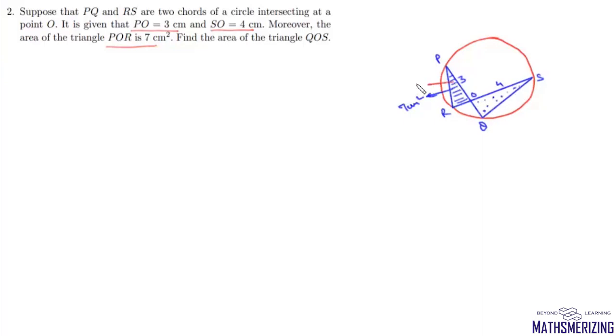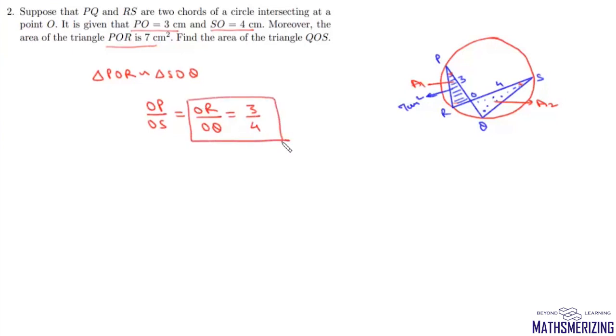So let this be A1 and let this be A2. Now we can say that triangle POR is similar to triangle SOQ, since angles in the same segment are the same. So angle P is the same as angle S, and angle R is the same as angle Q. So these two triangles are similar, and in that case we can write OP/OS must be equal to OR/OQ. Now OP is given as 3 and OS is given as 4, so from here we can say OR/OQ is 3/4.